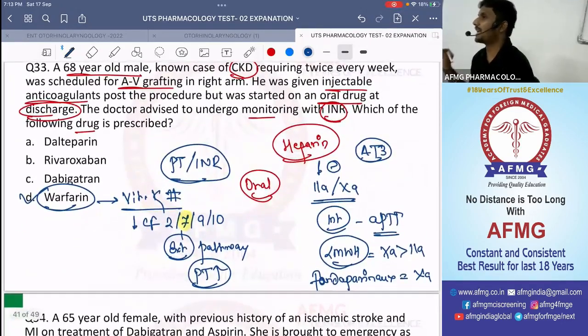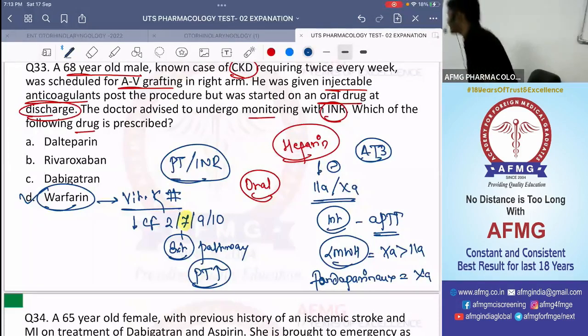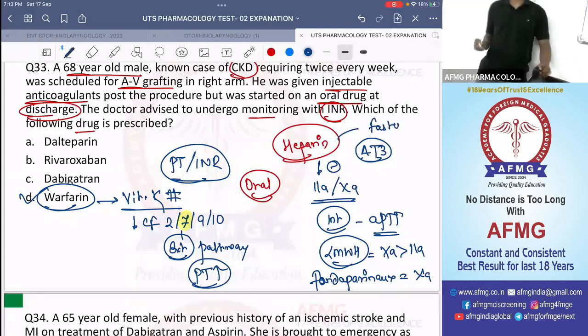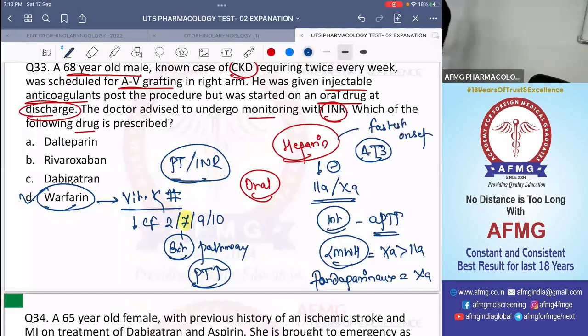So heparin is an injectable anticoagulant, therefore not given for a longer time. But what is the benefit or advantage of heparin? Heparin has the fastest onset. Therefore, in emergencies, when we need an anticoagulant, the anticoagulant of choice should be heparin. Right? Warfarin is not given. Warfarin, first of all, is an oral drug, and second, it usually takes 4 to 5 days for its action. Okay? Therefore, warfarin is not used in case of emergency.